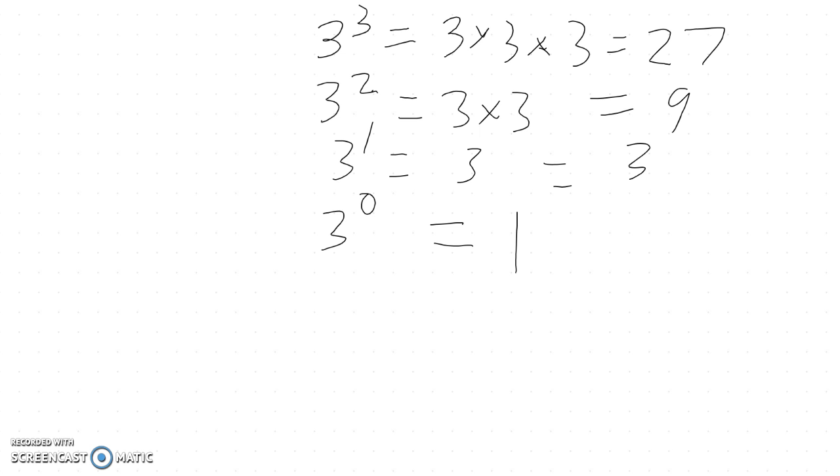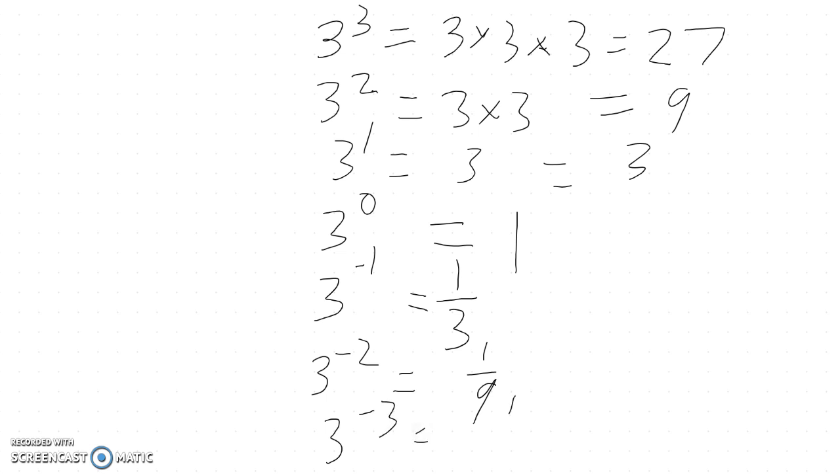Now let's take it another step. We went all the way down to 0. Now we're going to go lower. We're going to go 3 to the negative 1. We can actually do the same thing. I'm just going to divide by 3 again. 1 divided by 3 is just 1 over 3, or 1/3. 3 to the negative 2, that's just dividing 1/3 by 3, cutting it into another 3 pieces, and I get 1/9. And 3 to the negative 3 is just going to be 1 over 27.